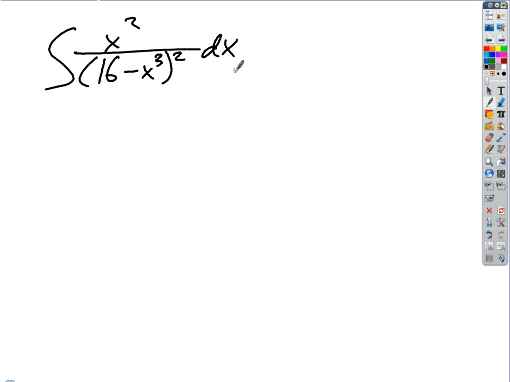Tell me what you're thinking strategically. Why are you picking this u? And don't feel like it has to be the right choice of u on the first try. A lot of times when you get into harder calculus problems, you just try something and see if it works. If it doesn't, you try something else. So it doesn't always have to work the first time. Okay, everybody agree with that?